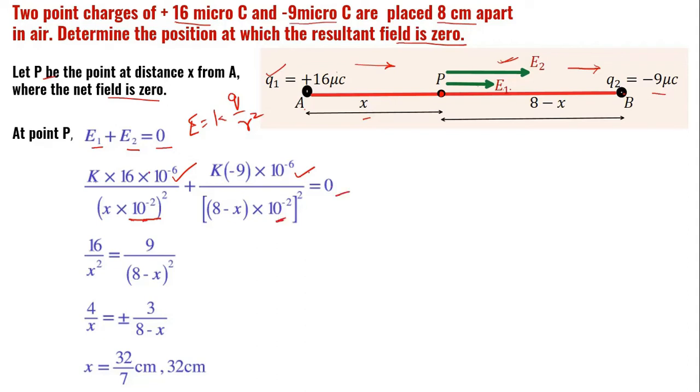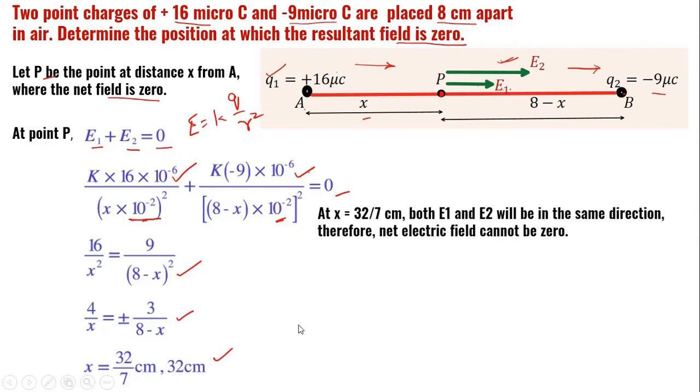On solving this and cancelling the like terms, we will get this step. Further, if we cancel the steps, we will get this equation, and now the value of x comes out to be 32 by 7 or 32 centimeter. Two values we will get for x because we are having a plus minus sign. Now, if we see the situation, x equals 32 by 7, that means x comes out to be somewhere around 4 point something. That means it lies between A and B.